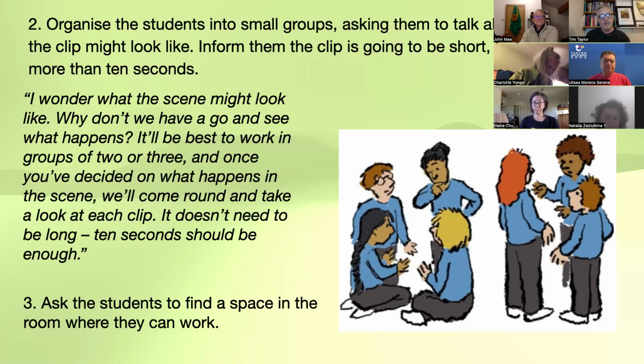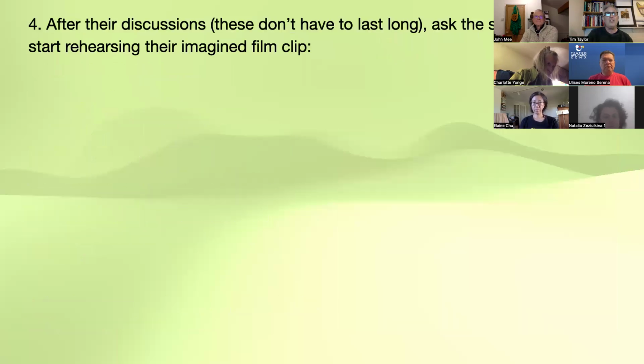And what I find is that I like to move in and out between the groups and just listen to what they're talking about, make sure that they've got the right idea. Sorry, that isn't step 4. That's as they're working in the previous step.